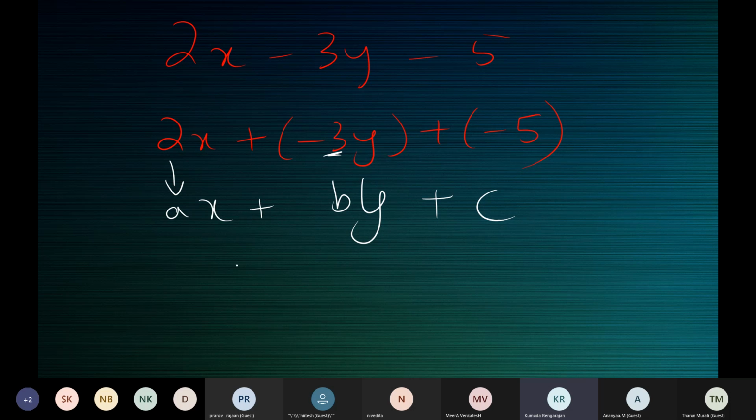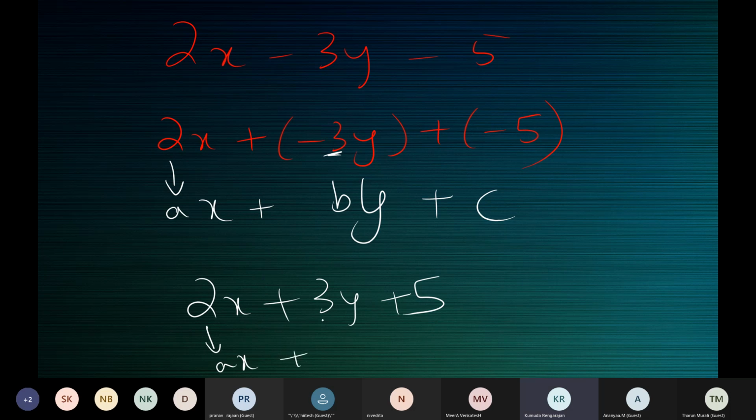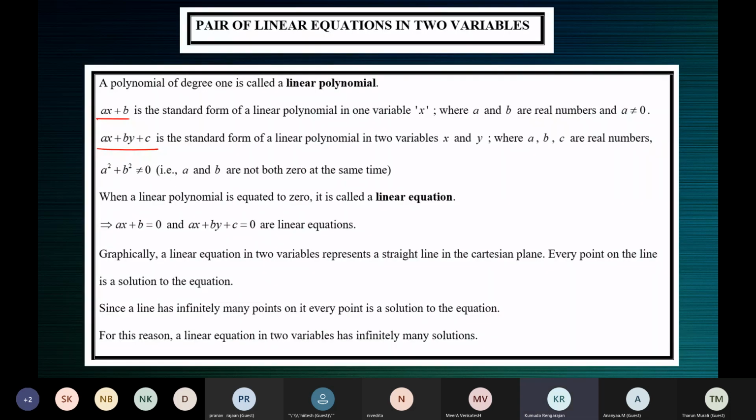No big deal in remembering this. You take all with positive values to get the standard form. There are two variables and it's linear, so the standard form will be: this 2 is a x, this 3 is b y, and this 5 is c. x and y as they are, they are the variables. So this is the standard form of a linear polynomial in two variables x and y. Conditions: a, b, c real. A and b should not be both 0 at the same time. That's all. That's what you see here.